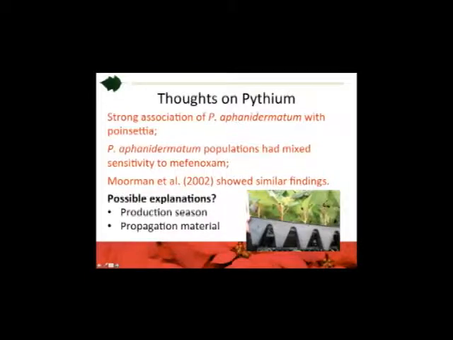This could be due potentially to the production season. So we grow poinsettia in the later parts of the year, so we have particular climatic factors that are at play. And it's also possible that aphanidermatum has become established in some of the propagation areas, and that's why we tend to see aphanidermatum more common in the later stages and during propagation here in the United States.